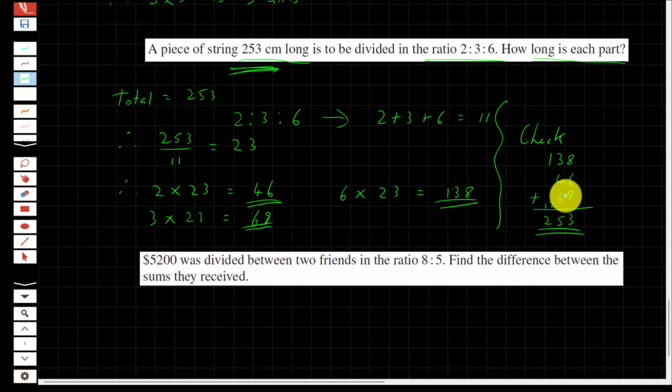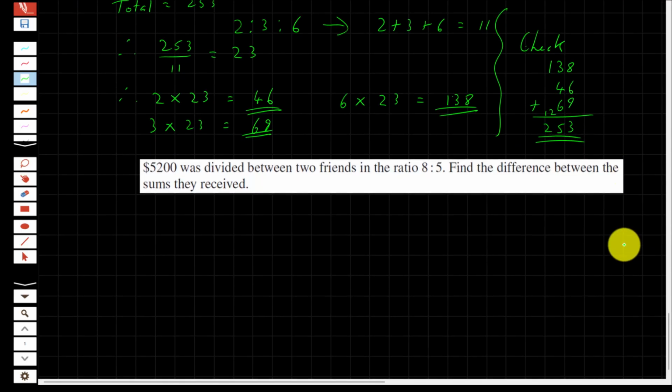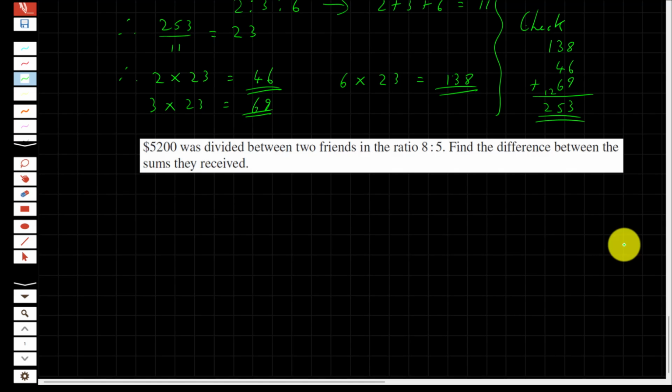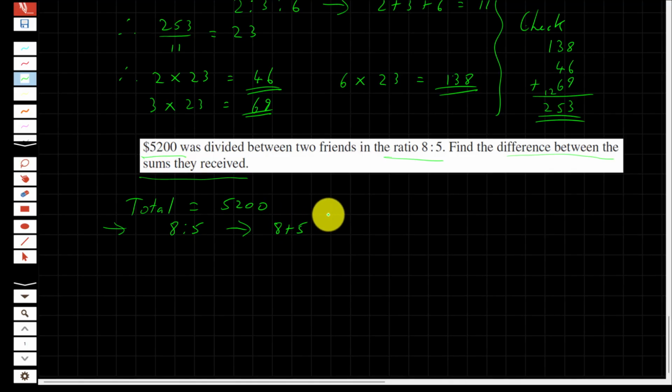The final problem here, $5,200 divided between two friends in a ratio of 8:5. We want to find the difference between the sums they received. So we firstly need to work out how much each person received. So once again, we add the ratio components up. 8 plus 5 is 13. So there are 13 parts.